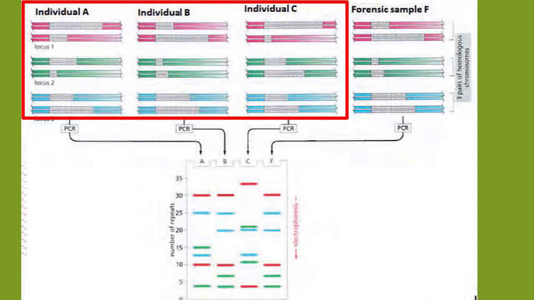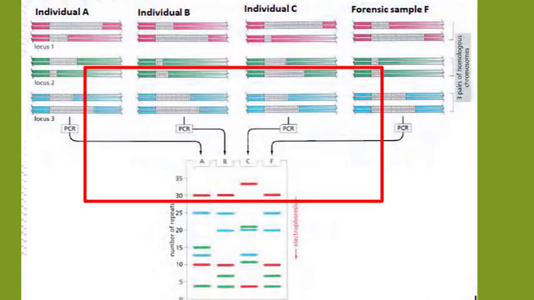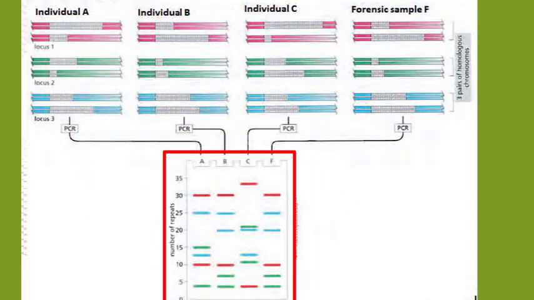To figure out who killed this individual, or who is guilty of the crime in this crime scene, we have to gather a DNA-containing sample from individual F, the victim, and also take samples from individual A, individual B, and individual C. Then analyze all the samples by using gel electrophoresis as I told you before. Lastly, we get this DNA pattern.